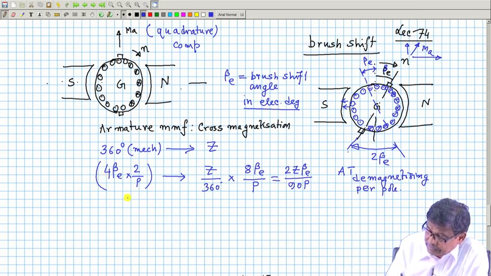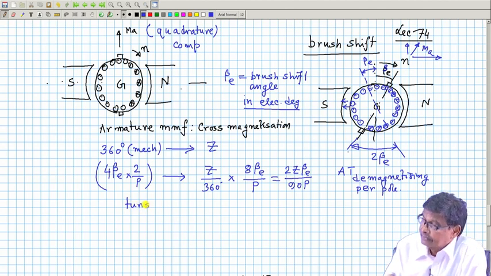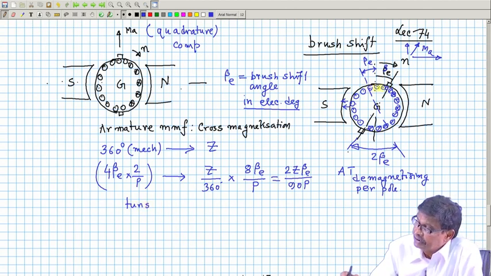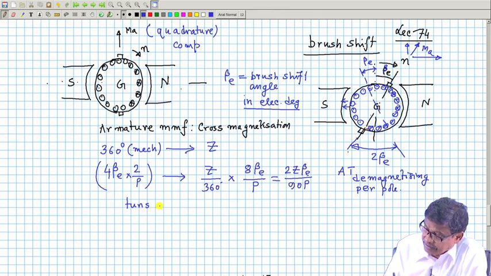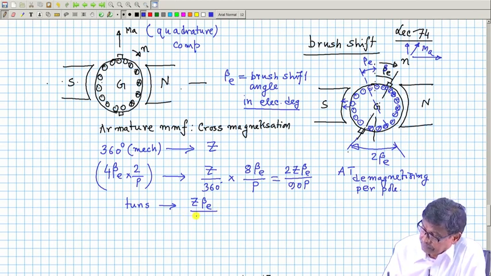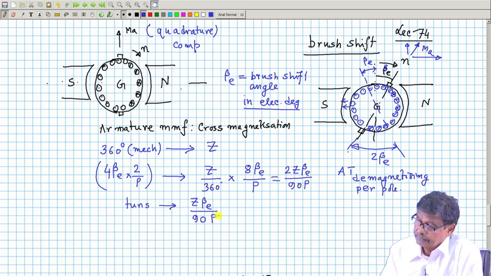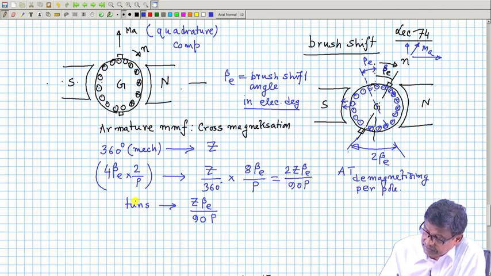How many turns? You divide it by 2, this will make 1 turn, this will make 1 turn. So, turns present over this angle is Z beta E by 90 P, is it not? So, this is turns.